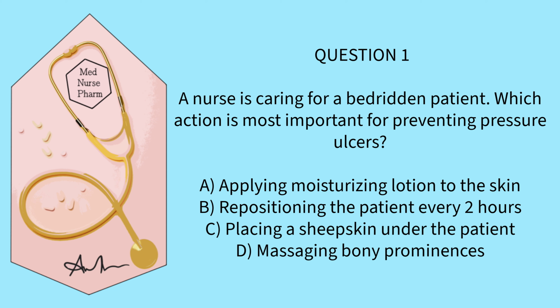Question 1. A nurse is caring for a bedridden patient. Which action is most important for preventing pressure ulcers? Applying moisturizing lotion to the skin, repositioning the patient every 2 hours, placing a sheepskin under the patient, massaging bony prominences. Pause the video and select your answer.